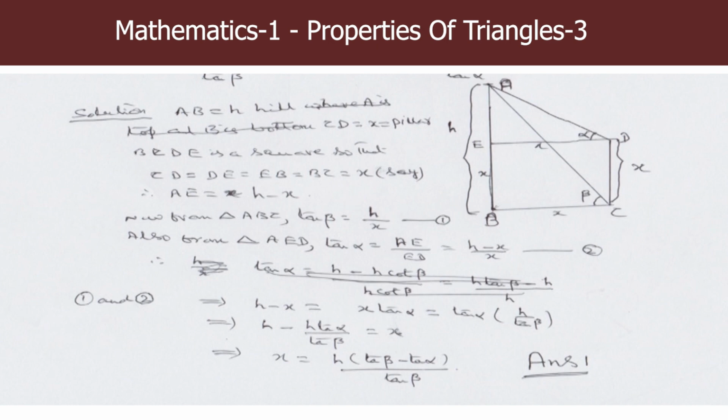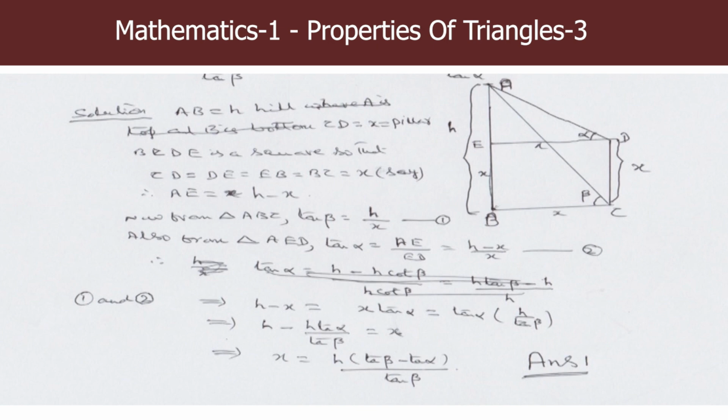Now you can take that AB is equal to h, which is the hill, and CD is equal to x, which is the pillar. So BCDE is a square, and so that CD is equal to DE and EB is equal to BC.